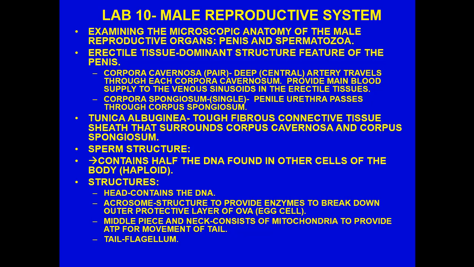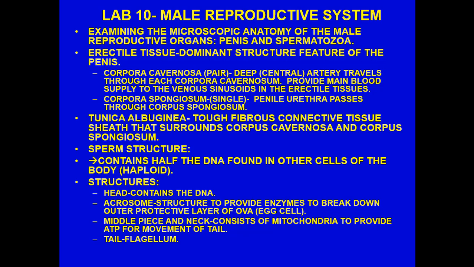When we finally get to the last section, which is really the microscopic anatomy of the male reproductive organs, both the penis and the spermatozoa. First off, let's talk about the penis. The erectile tissue is the dominant structural feature of the penis. We have the corpora cavernosa. There's a pair of them.